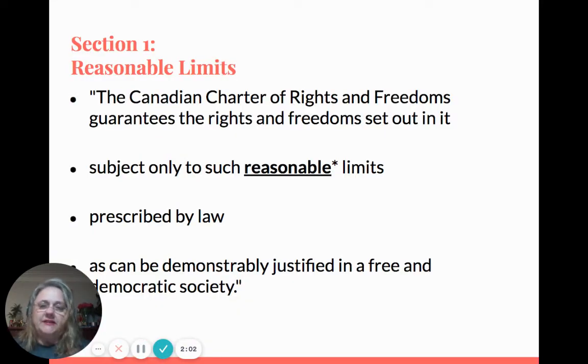So here's the text of what it actually says. And we're going to break this down into these sort of 4 sections. So it says the Charter of Rights and Freedoms guarantees the rights and freedoms set out in it. So it's a document that guarantees you some freedom, subject only to such reasonable limits prescribed by law as can be demonstrably justified in a free and democratic society. Okay, that's a lot of big words, and we need to break that down.